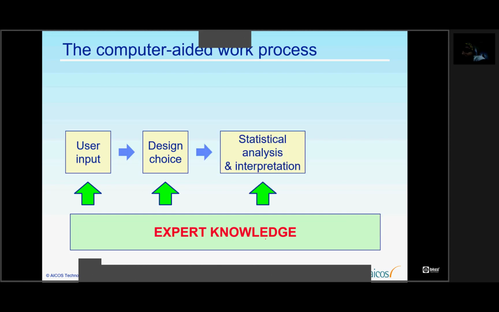If we put this in a graphical setting, the computer-aided work process would be the following. We have the user input first. You have to define your problem. Of course, no software and no consultant can invent the problem in your place. Then the software will support you in choosing an appropriate design based on the strategy and on what you have input yourself. This design, you can use it, modify it if needed, and then go to the lab, let somebody make the experiments or make them yourself.